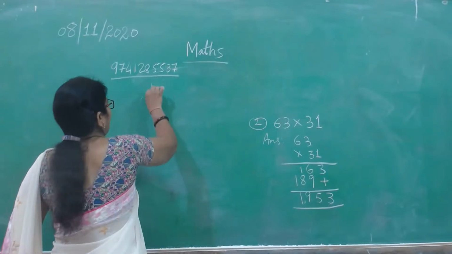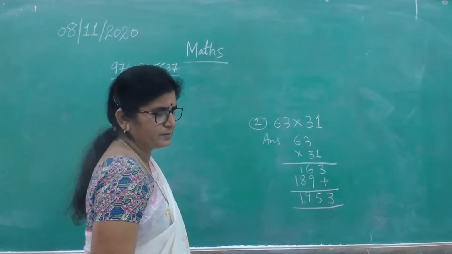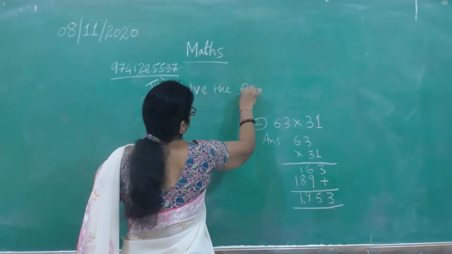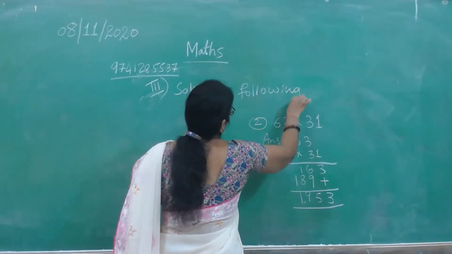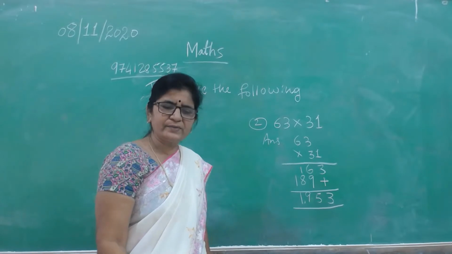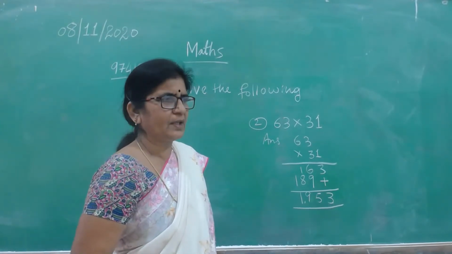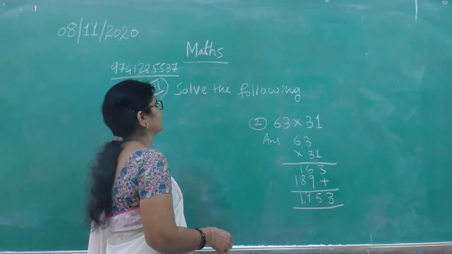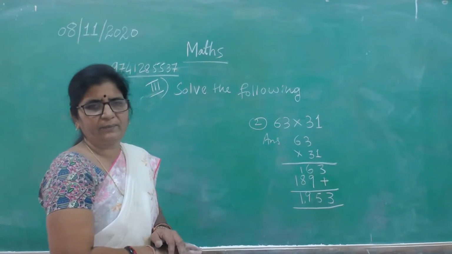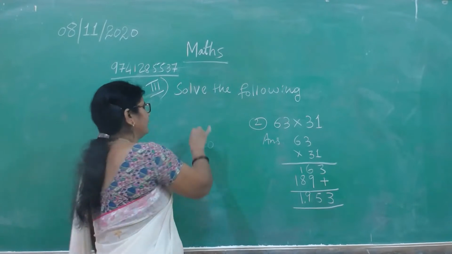Next, third question, third page. Solve the following problems. These are word problems. Students, in our daily life, we go to the market to purchase some things. There, for one item, for example, the cost of 1 dozen bananas is 40 rupees or 50 rupees.